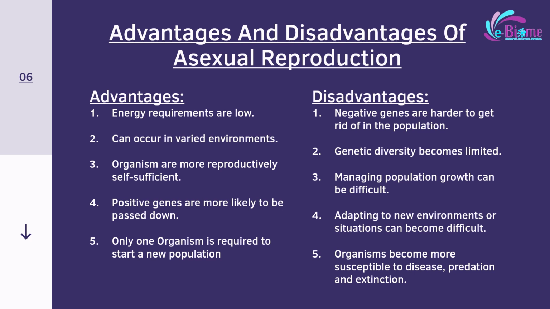Another issue with this reproductive strategy is that adapting to new environments or situations can become difficult. Evolution is driven by genetic diversity. A lack of genetic diversity can make evolution difficult or next to impossible. A final disadvantage of this reproductive strategy is that organisms can become more susceptible to disease, predation, and extinction because it's harder for them to evolve to new situations or evolve out of potential traps.